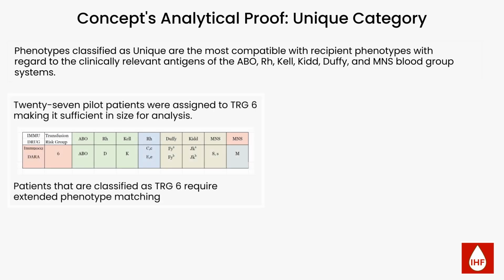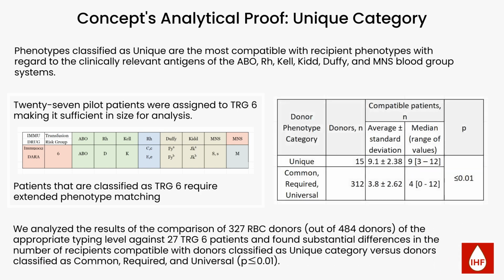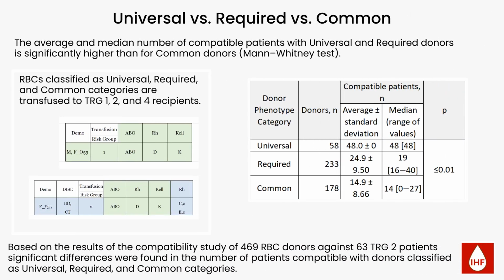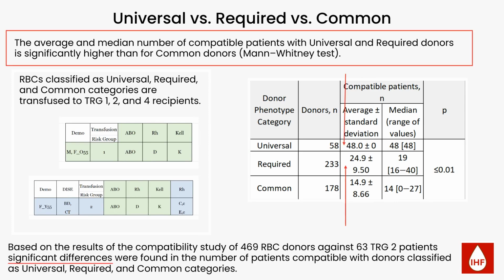27 pilot patients were assigned to TRG6, making it sufficient in size for analysis. Patients classified as TRG6 require extended phenotype matching. We analyzed the results of the comparison of 327 RBC donors of the appropriate typing level against 27 TRG6 patients, and found substantial differences in the number of recipients compatible with donors classified as unique versus donors classified as common, required, and universal categories. We also compared universal, required, and common categories and found that the average and median number of compatible patients with universal and required donors is significantly higher than for common donors.